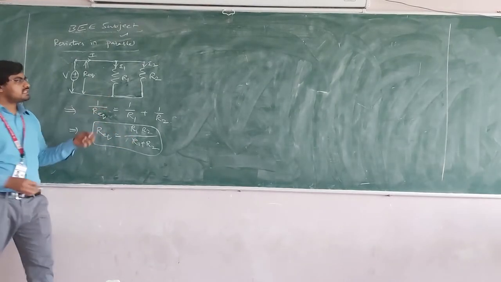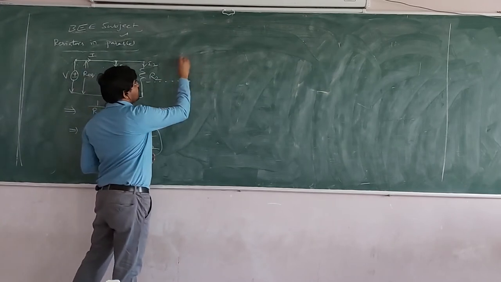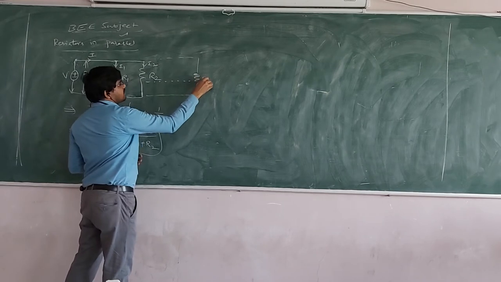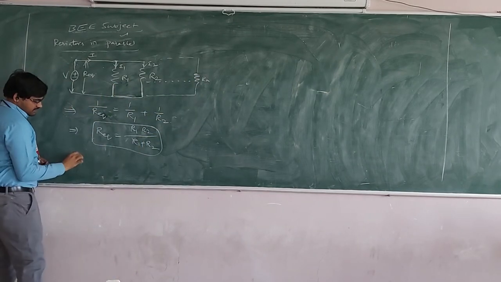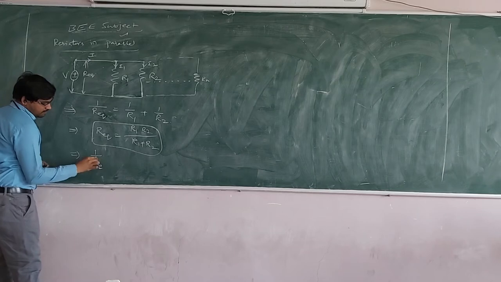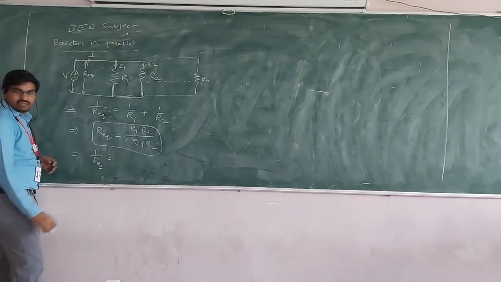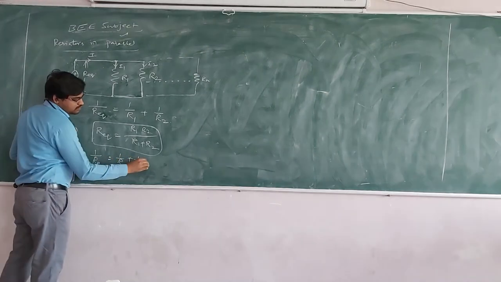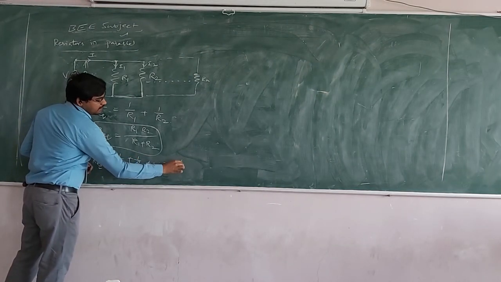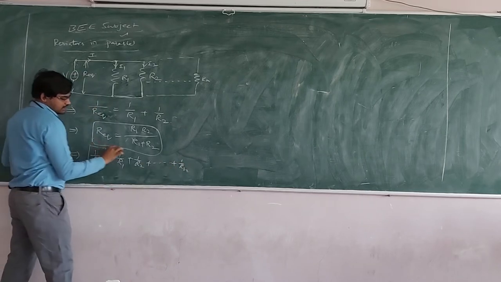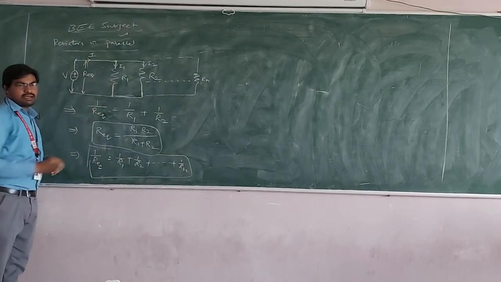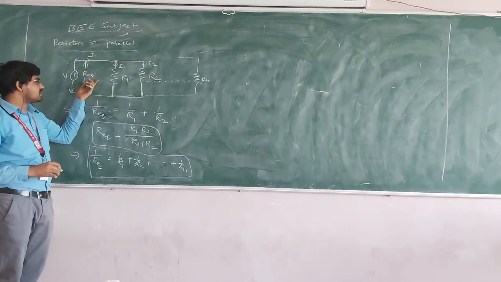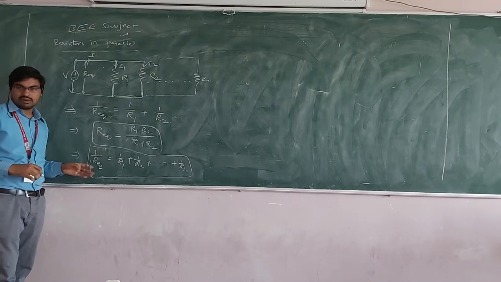Suppose we consider n number of resistors in parallel combination. The net equivalent expression is 1 by R equals 1 by R1 plus 1 by R2 plus and so on up to 1 by Rn. This is the expression for the net equivalent resistance of this combination.